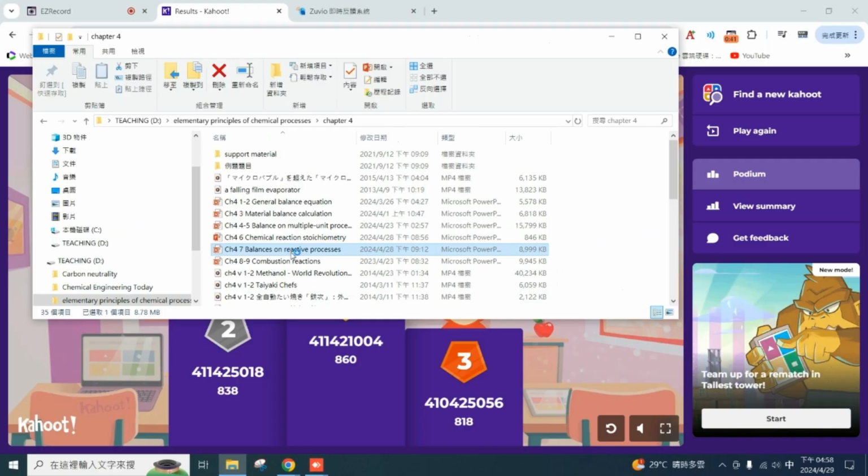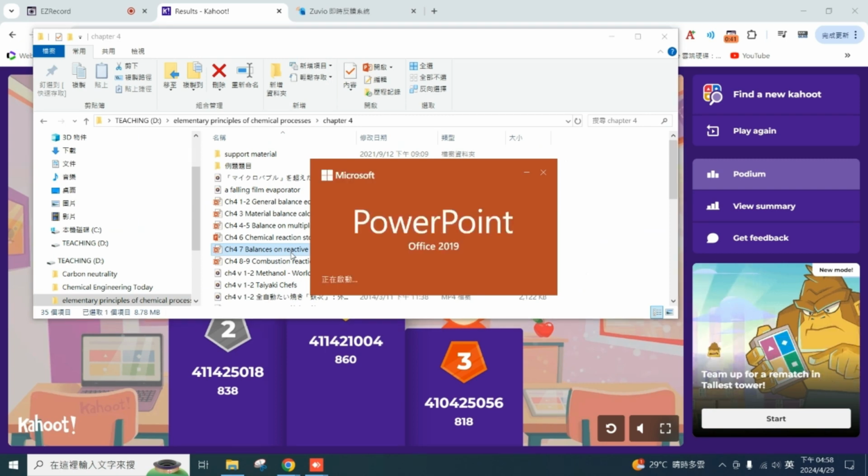So let's move to section 4.7. Now we are really going to tell you how to do DOF analysis and how to do mass balances using extent of reaction, or using molecular species balances, or using atomic species balances.